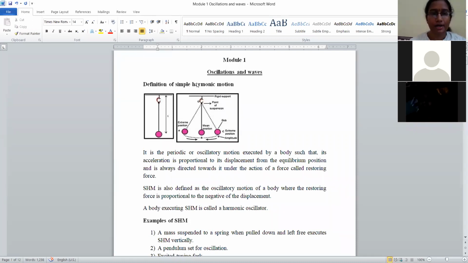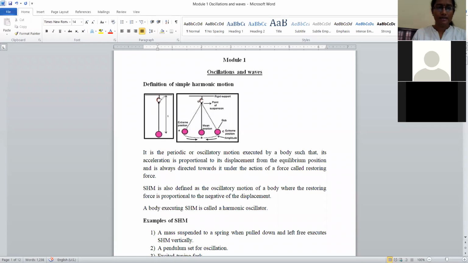And to speak about the definition of simple harmonic motion, it is the periodic or oscillatory motion executed by a body such that its acceleration is proportional to its displacement from the equilibrium position and is always directed towards it under the action of a force called restoring force.